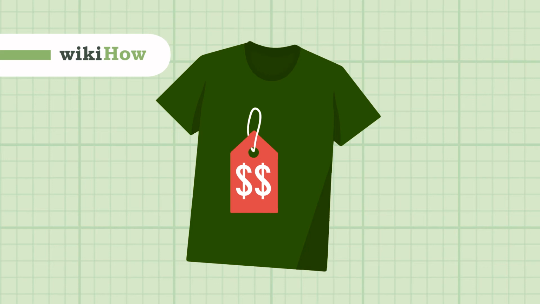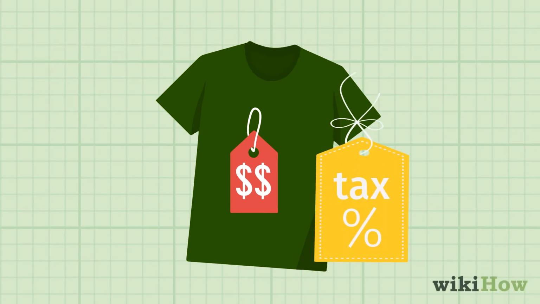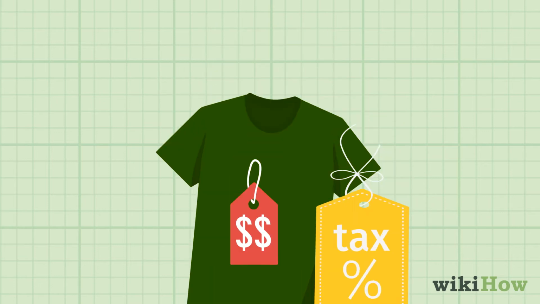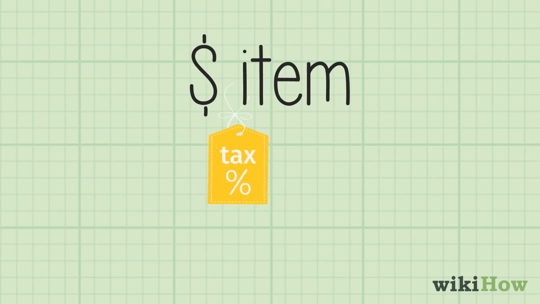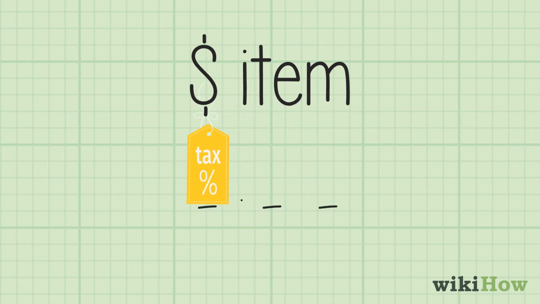To figure out sales tax on an item, you'll need to know your local sales tax rate. You can easily find this information by searching online for the sales tax rate in your city and state. Once you know the tax rate in your area, convert the sales tax rate from a percentage to a decimal by moving the decimal point over 2 places to the left.